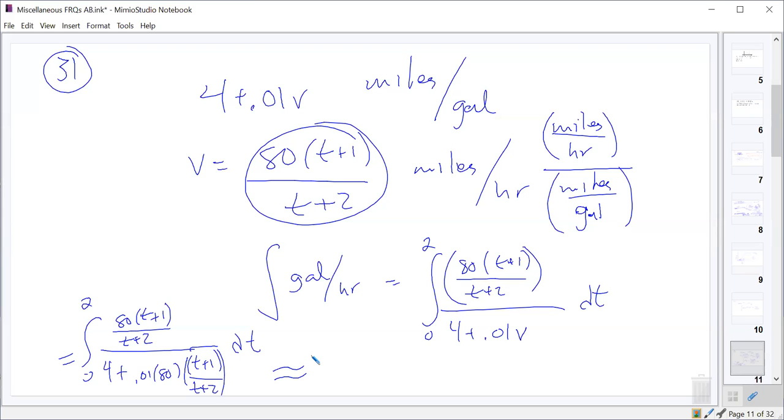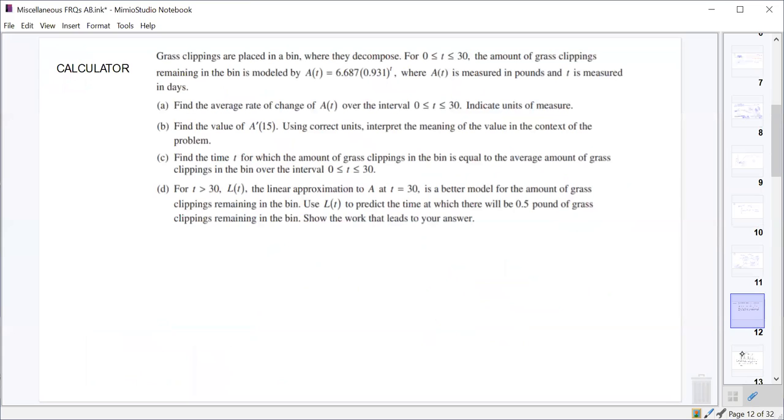Grass clippings! So, you guys remember doing this one? You guys did this one yesterday, right? Or you did it at home or something? What is the average rate of change?